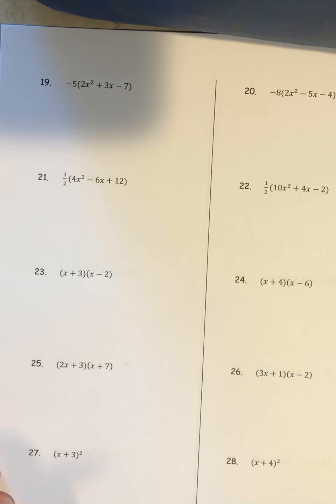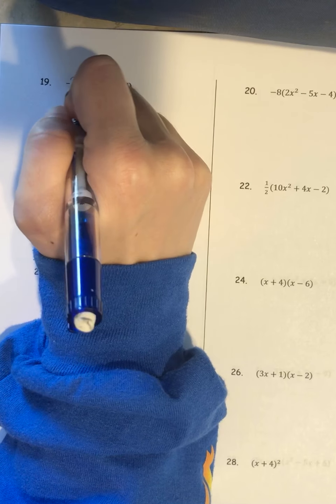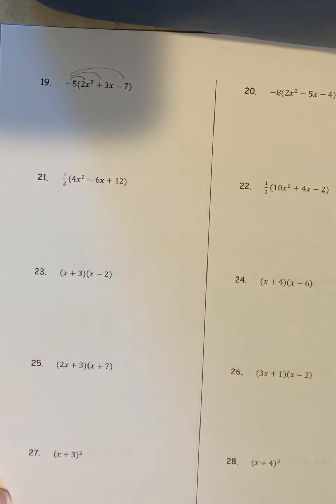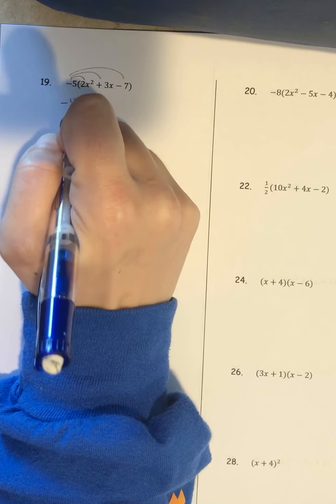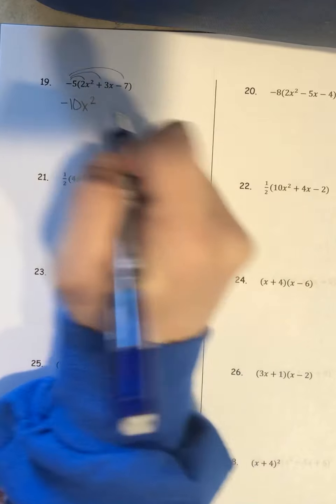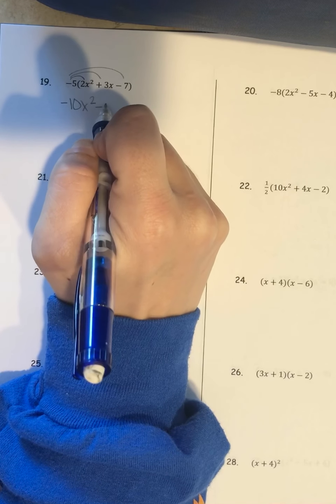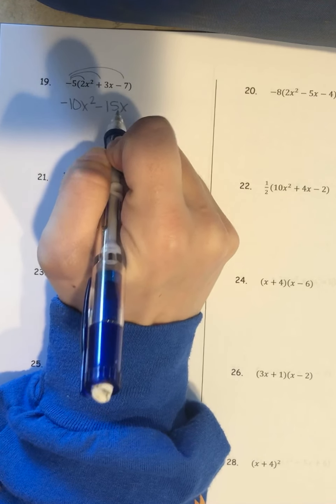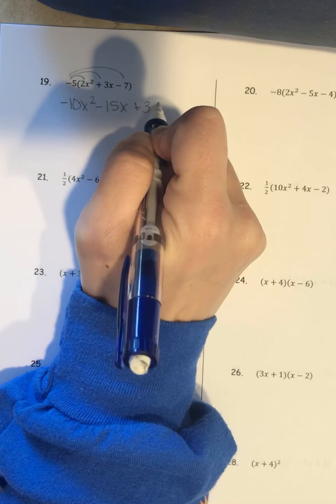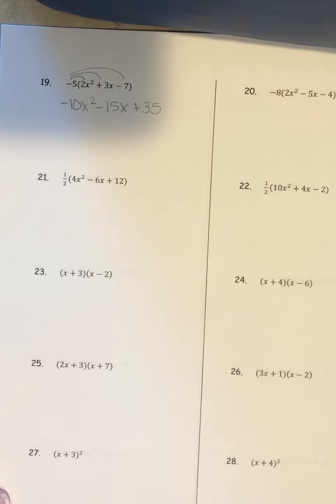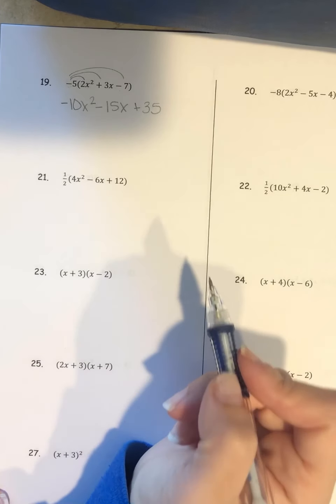Number 19. -5 is in front of the parentheses, so it needs to be distributed to all of them. -5 times 2 is -10x squared. -5 times 3 is -15x. And -5 times -7 is a +35. None of those are like terms, so we don't combine any of them.